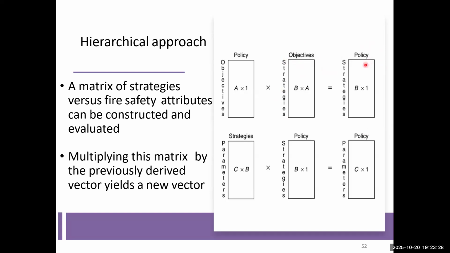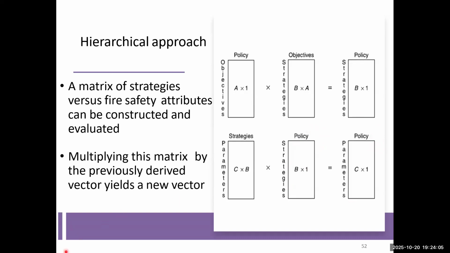Okay, and then we take this strategy importance vector and multiply it by the next matrix. This one defines how much specific parameters contribute to each strategy. And the final output, what will it be? The final output is our ultimate guide, a clear ranking of all measurable safety parameters directly traceable back to our original policy.